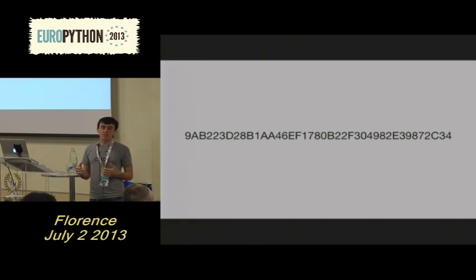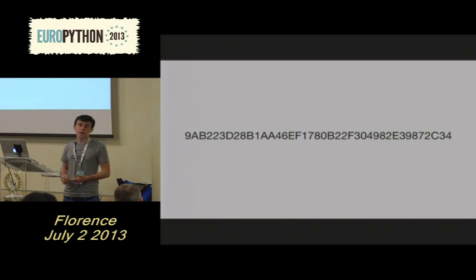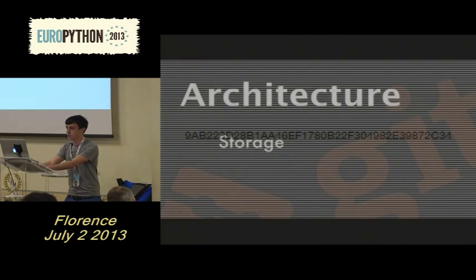Because Git uses these hashes as a unique identifier so that it knows when to do performance optimizations, like should I write this file to disk? Should I transfer it over the network? So it's always based off of this hash.